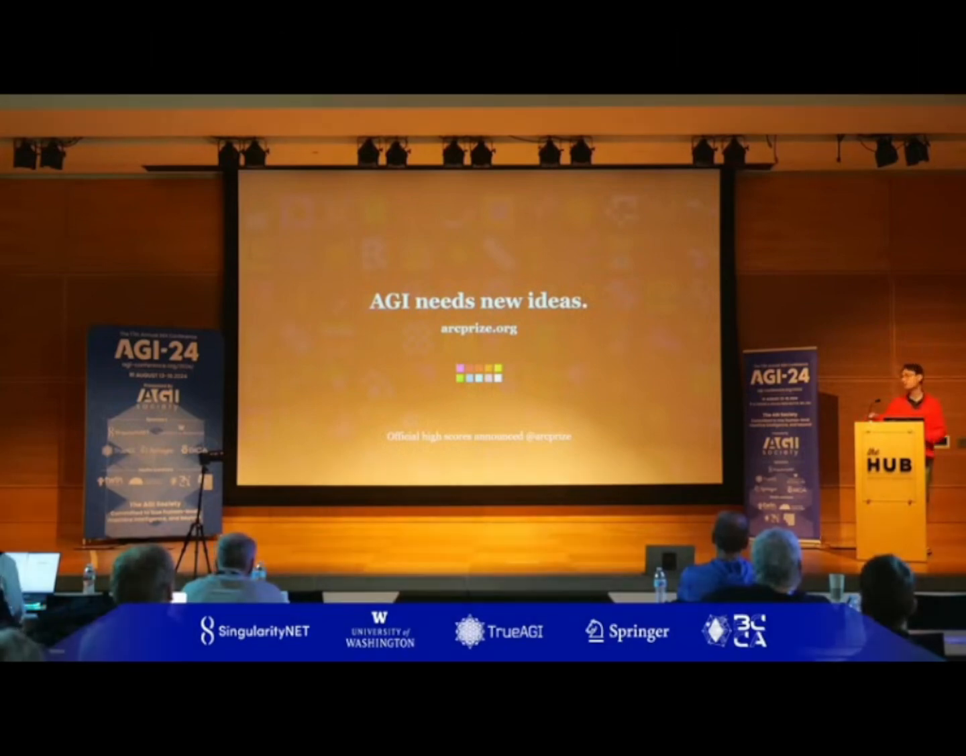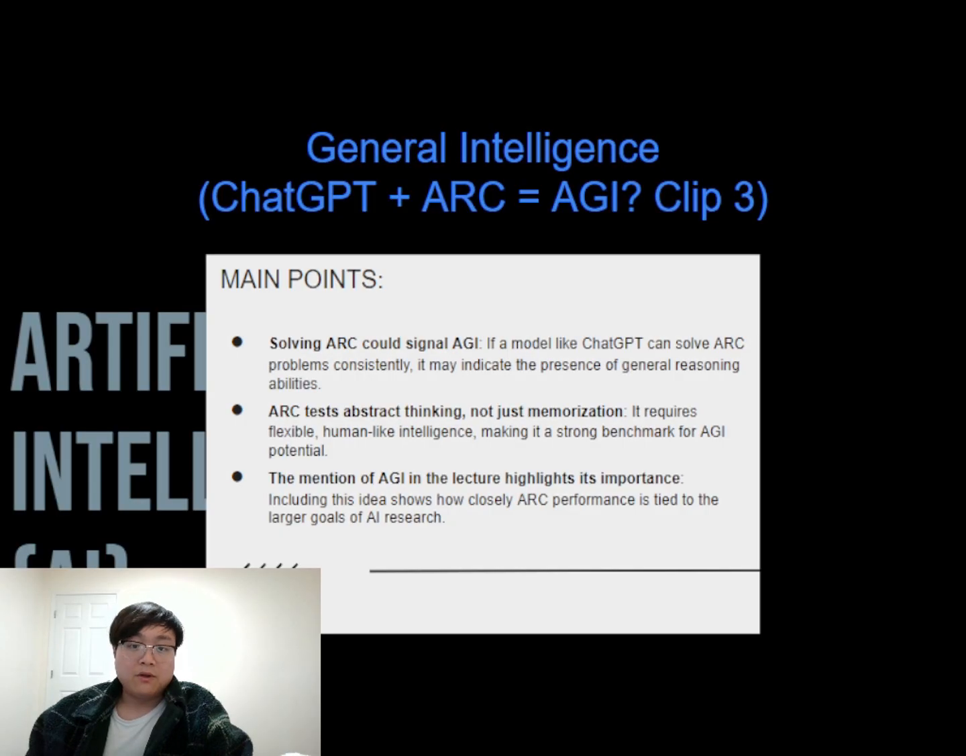What really caught my attention in this clip is the question, if GPT can solve ARC, does that mean we've reached AGI? That's a powerful idea. ARC isn't just a set of puzzles, it's a test of abstraction, reasoning, flexibility, and generalization. So if a model like ChatGPT could consistently solve ARC tasks, that would suggest it has abilities that go way beyond pattern matching. It could mean it's capable of true reasoning.